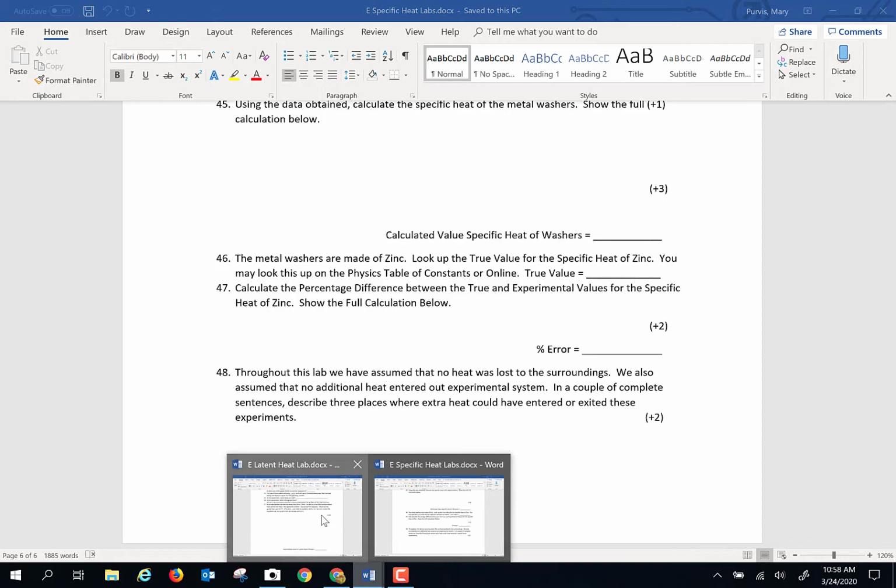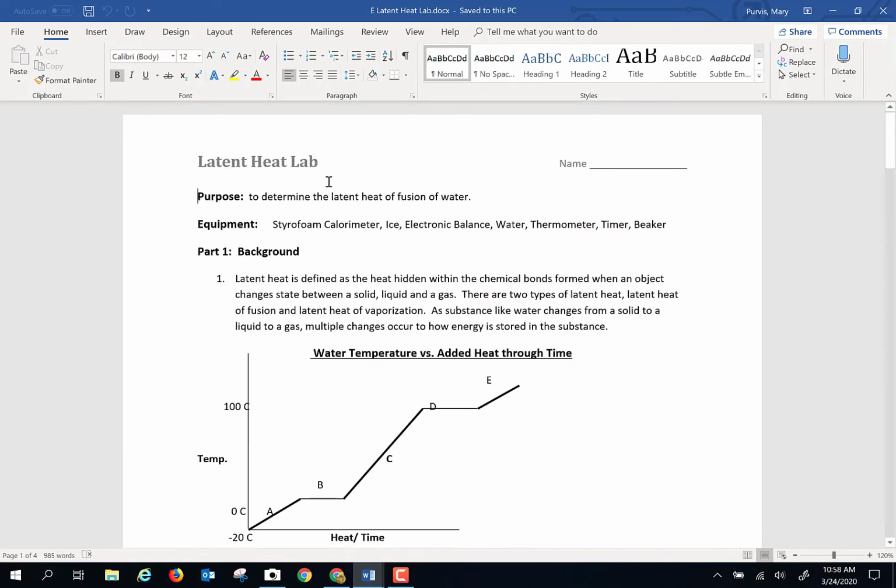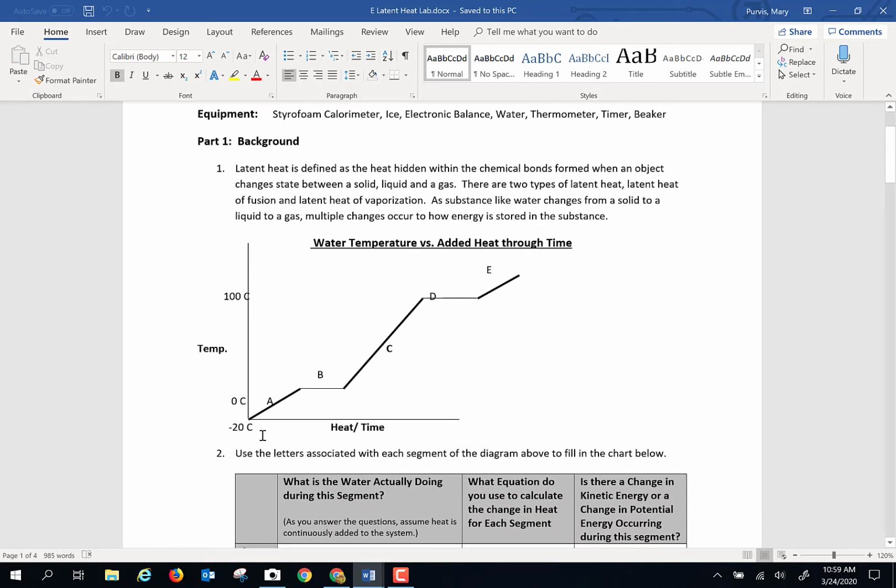The second lab is the latent heat lab. Now, latent heat is heat that is stored inside of the state of an object due to it being a solid, a liquid, or a gas, or the amount of heat needed to break the bonds to make it go from a solid to a liquid to a gas.